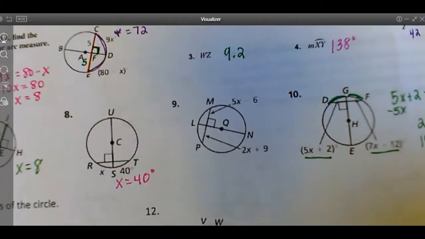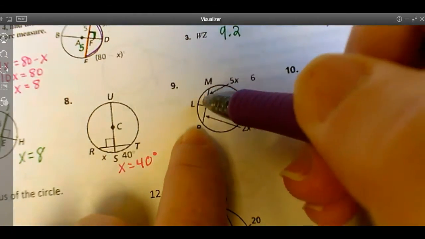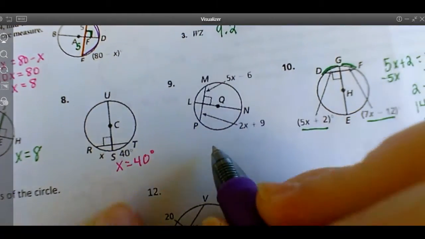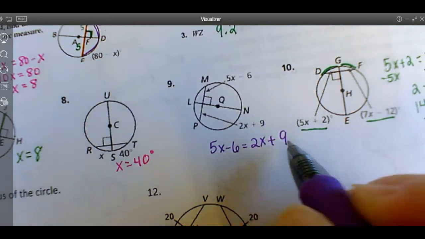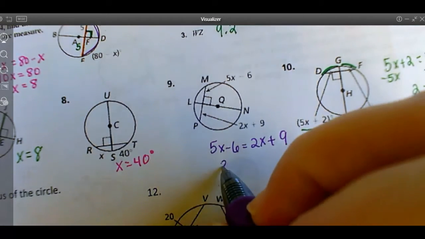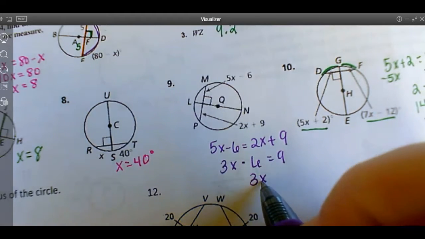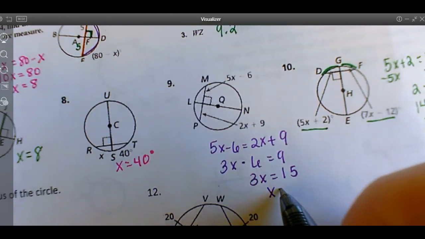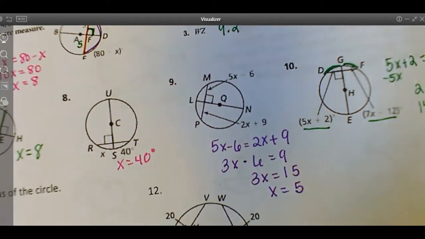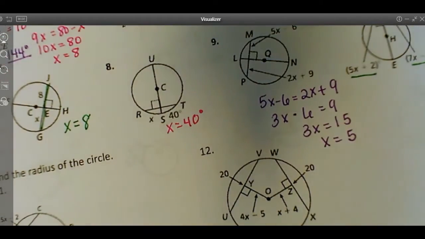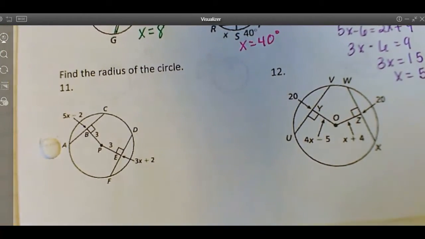Alright, number 9, still a perpendicular bisector kind of thing, and we have these two sides right here. That just means that the two sides are equal, so we just have an equation that we need to solve. Subtract 2x on both sides. Add 6 on both sides. Divide by 3. And we have our answer. Okay?